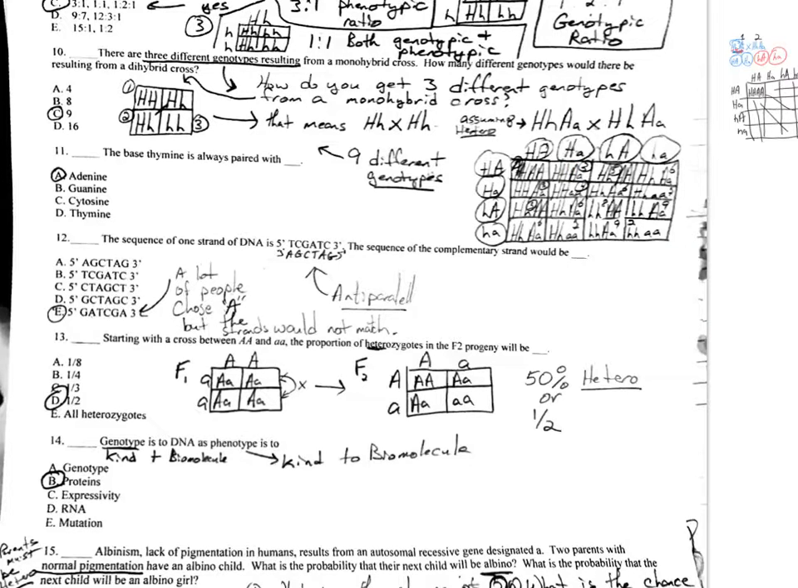Some of you chose 16 because you were like, look, there's 16 different ones. But they're not different. These 2 are the same. These 2 are the same. This one's by itself. These 4 are the same. They have the same combination. So there's only 9 different genotypes.